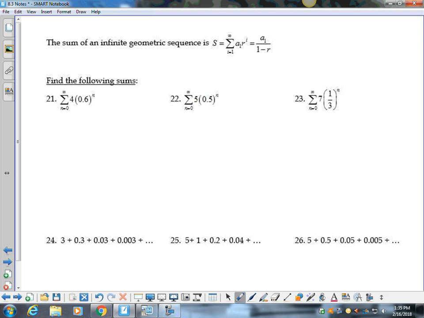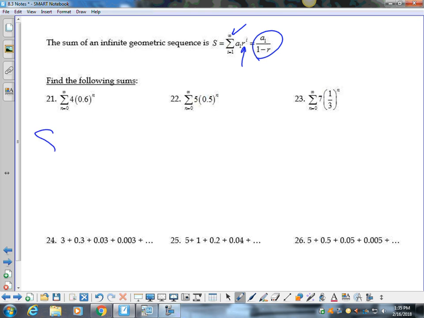Okay, the sum of an infinite geometric sequence. Okay, I know this is infinite because I have an infinity symbol up there. I know this is geometric because I see my i in my power. This formula, again, I will always give you this formula. It's super easy. I just need the first term and I need to know my r. I can't know the last term because it doesn't exist, because it goes on forever.